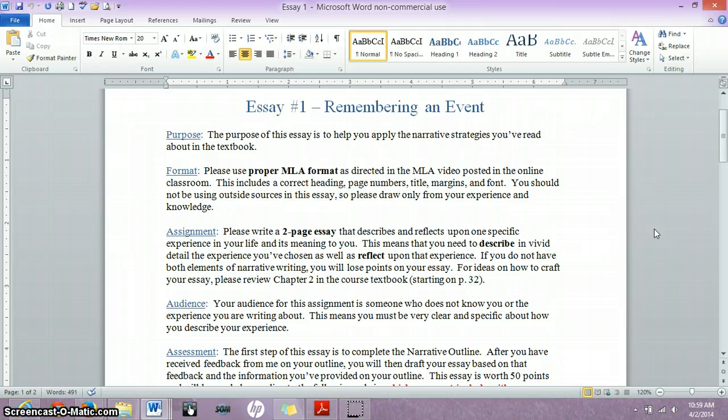Also, the textbook has very good guidance in how to craft your essay. Starting on page 32, that section of the chapter is all about writing your own narrative. So be sure that you review that information, hopefully a couple times, before you begin your essay so that you know what it is that you need to be doing to write an effective narrative. Also, it will tell you what I will be looking for in a narrative. So be sure to review the book, and hopefully you've already read it. But if not, make sure you review that information so that you can craft your essay around that.